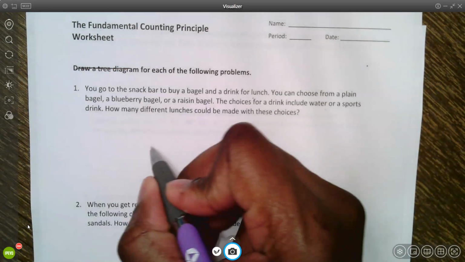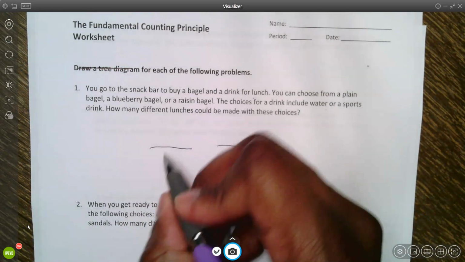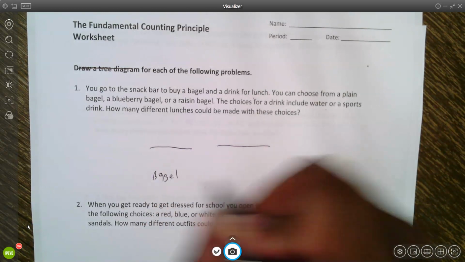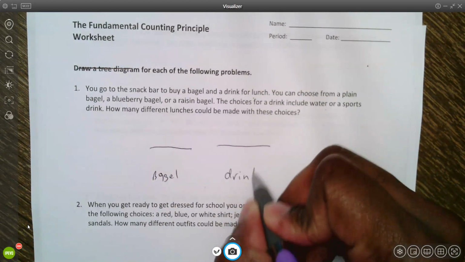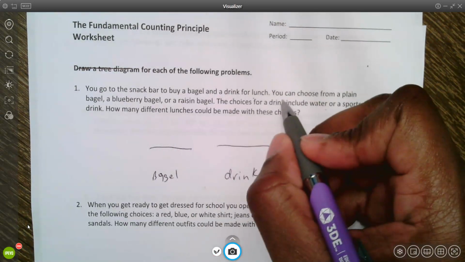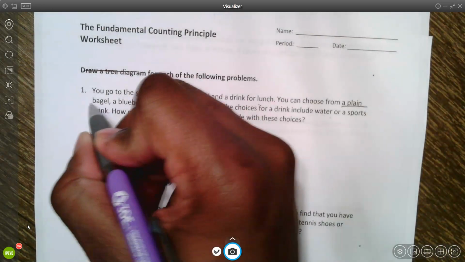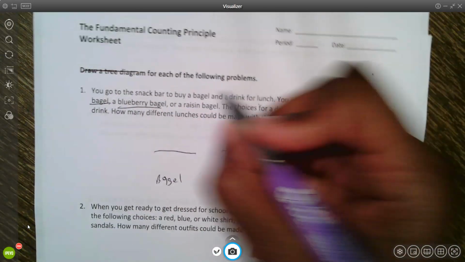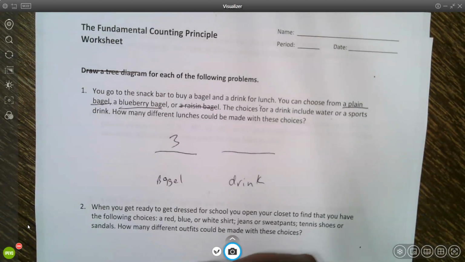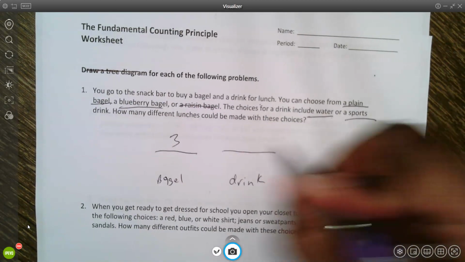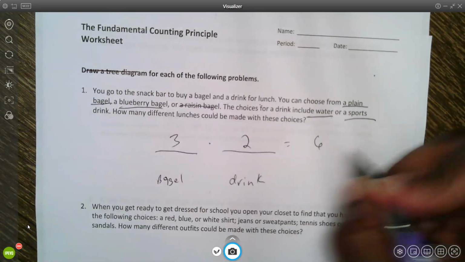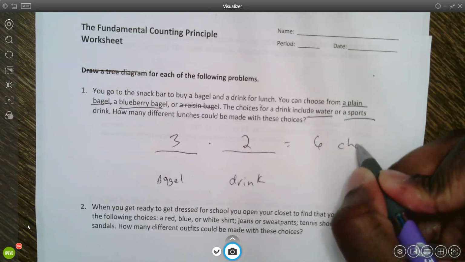So I'm going to start off with blanks. And this is going to be your bagel option. This is going to be a drink option. So in your bagel option, you have options of a plain bagel, a blueberry bagel, and a raisin bagel. So you got 3 options. And for your drink options, you have water or a sports drink. So you got 2 options. So our answer is 3 times 2, or 6 choices.